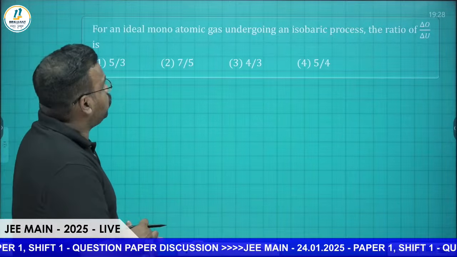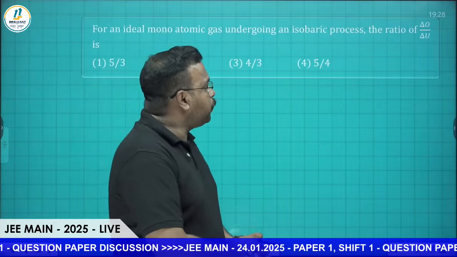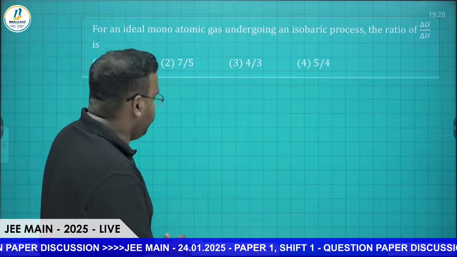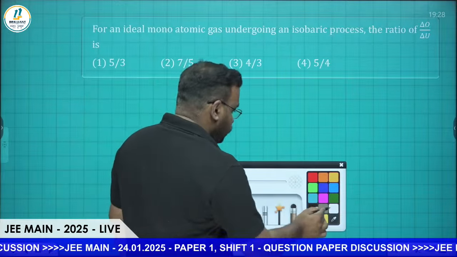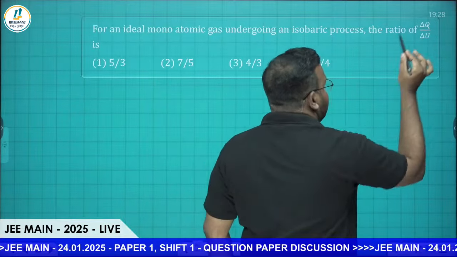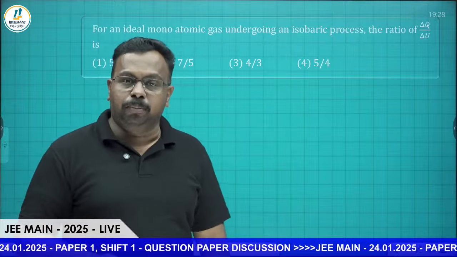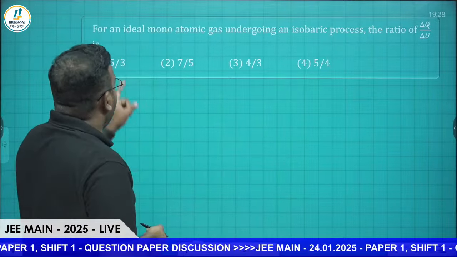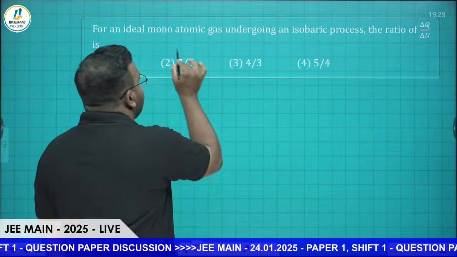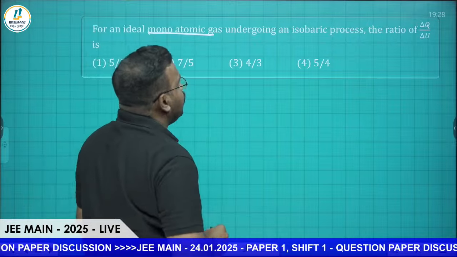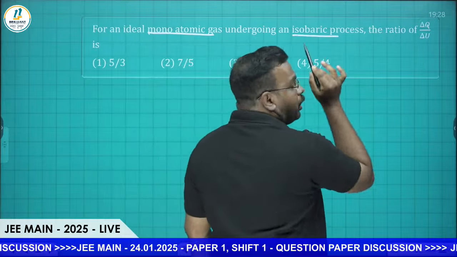For an ideal monatomic gas undergoing an isobaric process, the ratio of delta Q by delta U. This is actually delta Q by delta U. A question from thermodynamics, an easy question. Ideal monoatomic gas. So please note that it's a monoatomic gas undergoing an isobaric process.